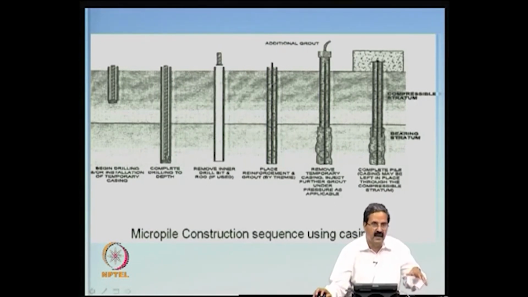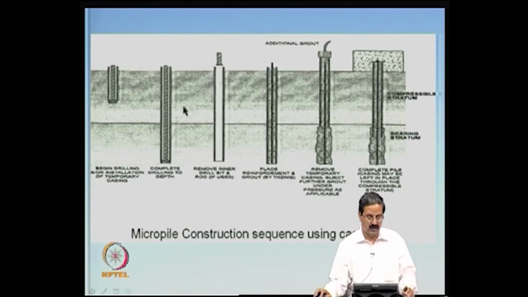Remove the drill bit, like we have seen a couple of techniques where we use a drill bit to go to a particular depth. So, what we do is remove that, then place the reinforcement and grout by tremie. So, you put some reinforcement rod and put grout. So, this becomes the micropile.